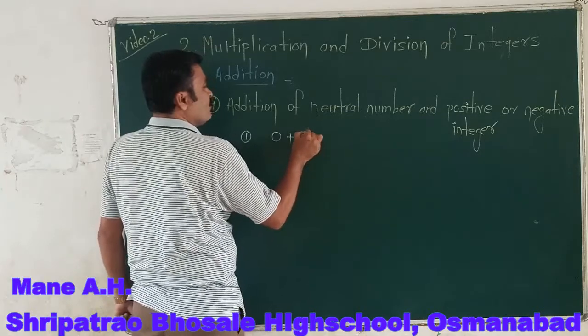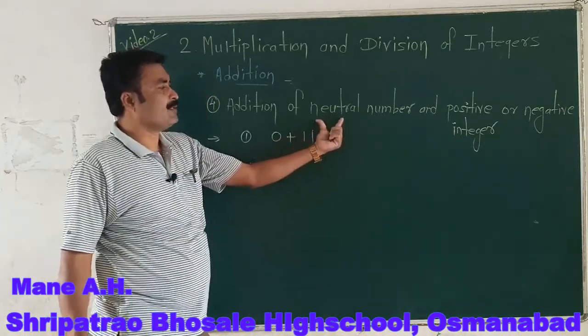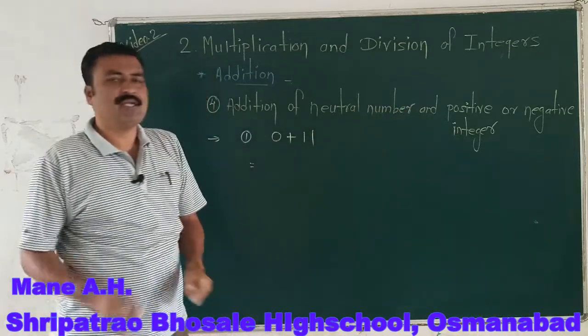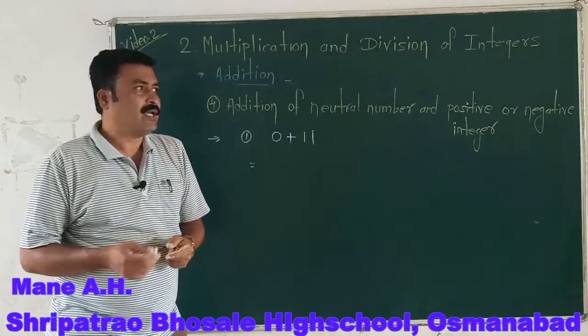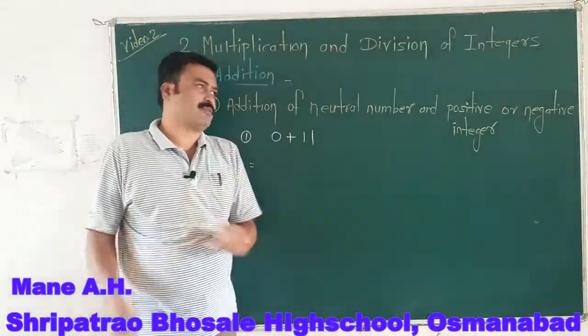Suppose 0 + 11. 0, this is a neutral number. 11, this is a positive integer. Now we learned from second standard, when we add any number to 0, the number remains constant.